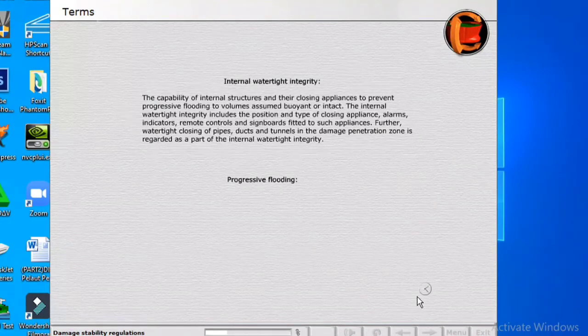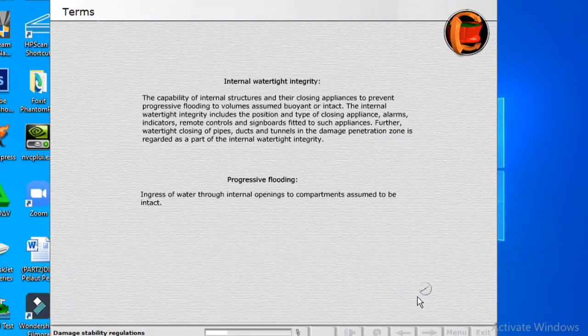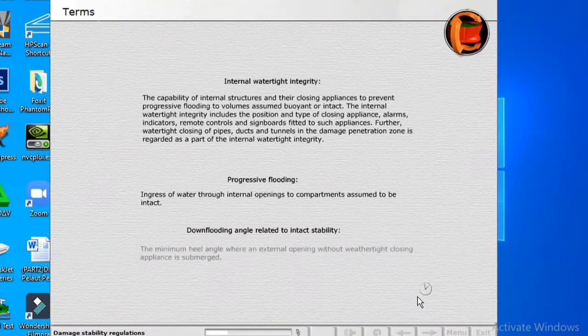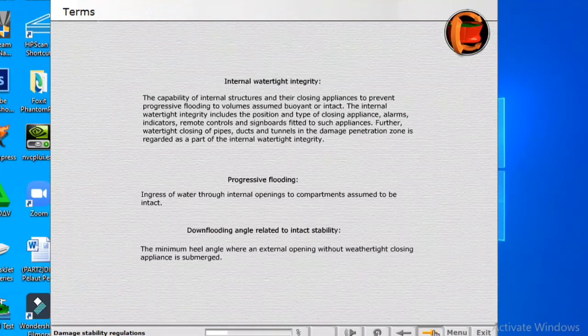Progressive flooding. Ingress of water through internal openings to compartments assumed to be intact. Down flooding angle related to intact stability. The minimum heel angle where an external opening without weathertight closing appliance is submerged. Down flooding angle related to damage stability. The minimum heel angle where an external opening without watertight closing appliance is submerged.